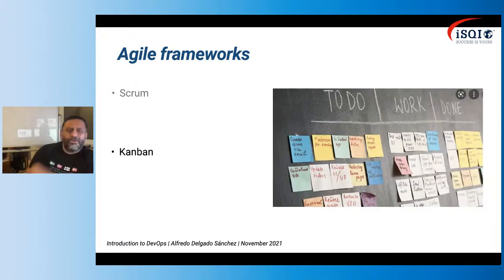On the other hand, we also have Kanban, which is also an Agile framework, and this is only about how to organize the flow of different activities. An activity comes, then it queues, and then we begin work, and when one is done, the next activity comes, and so on.